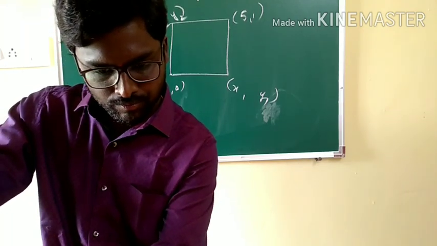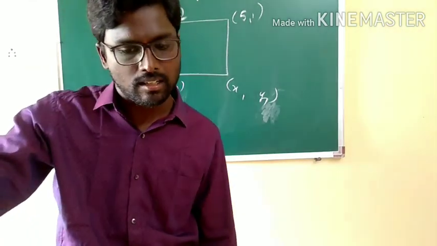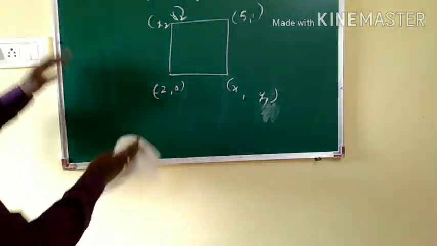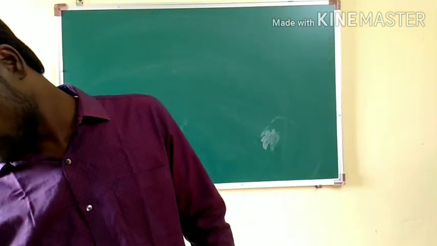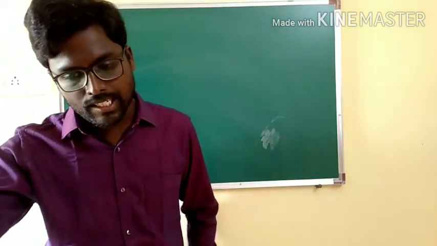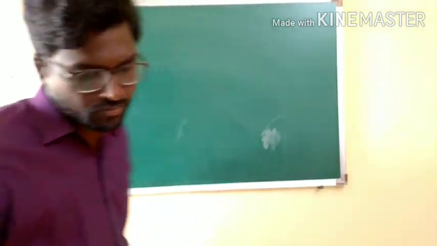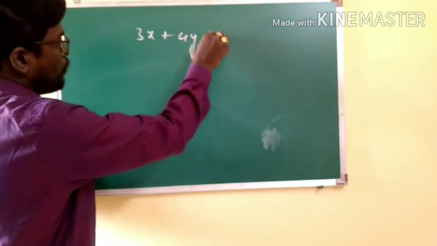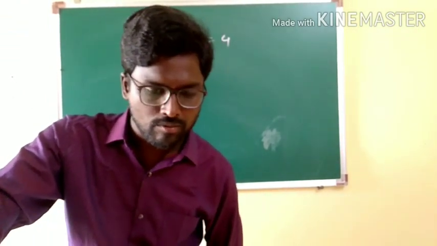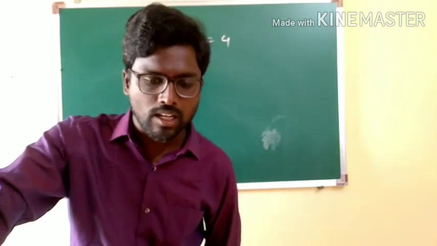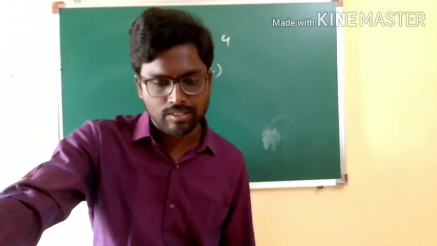Let's go for the next problem. Find the equation of one of the sides of an isosceles right angle triangle whose hypotenuse is given by 3x plus 4y equal to 4, and the opposite vertex of the hypotenuse is 2 comma 2.